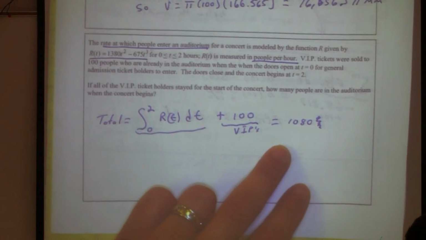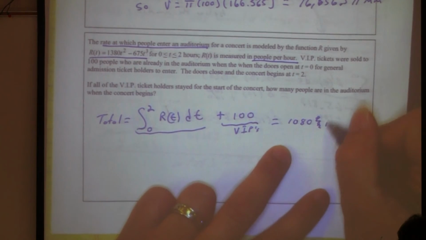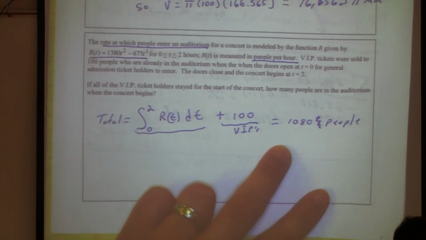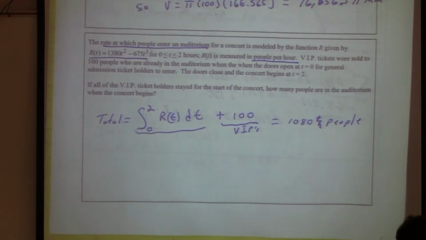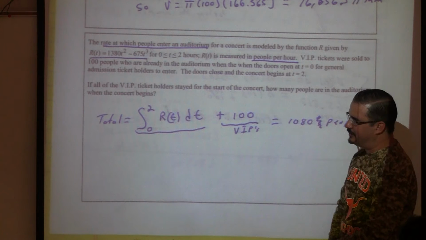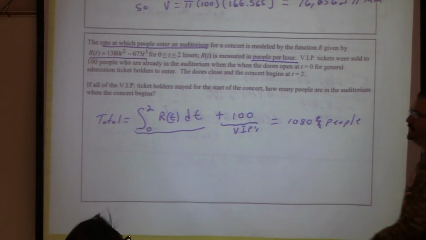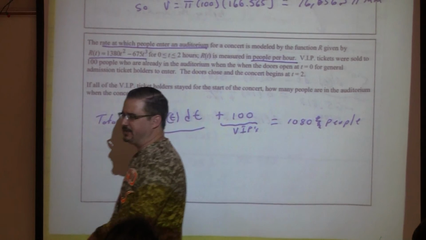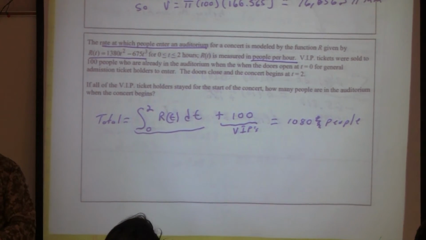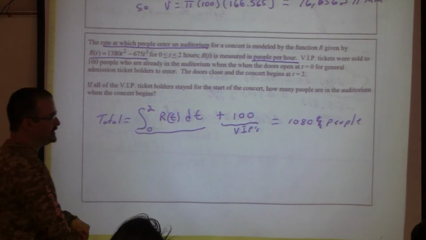So 1080, what? People. So that's how many people have entered the concert or are at the concert in those 2 hours in that time interval. You understand? Cool? What if they told you that there was another function that represented the rate at which people were leaving during those 2 hours? How could I figure out the number of people in the 2 hours then?